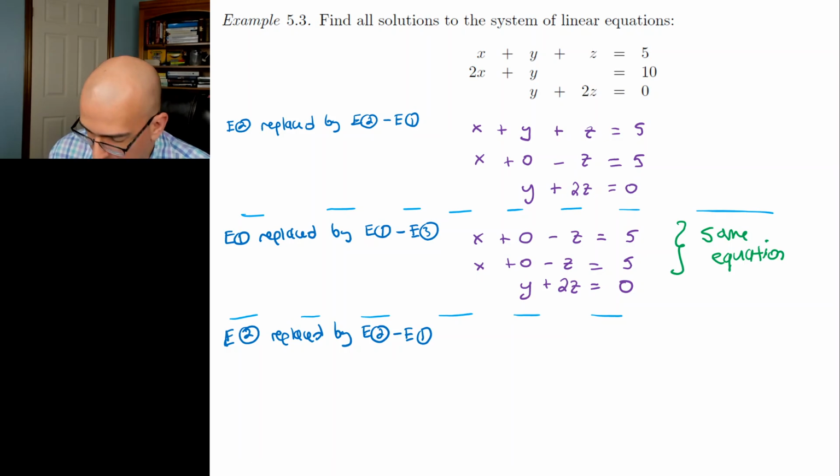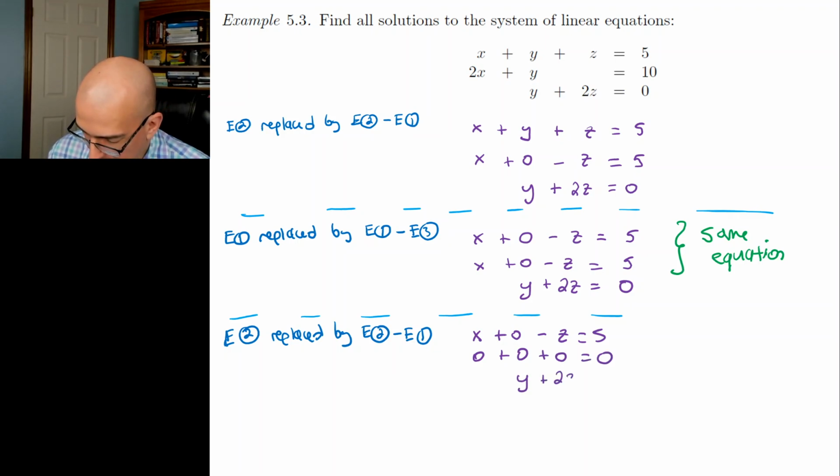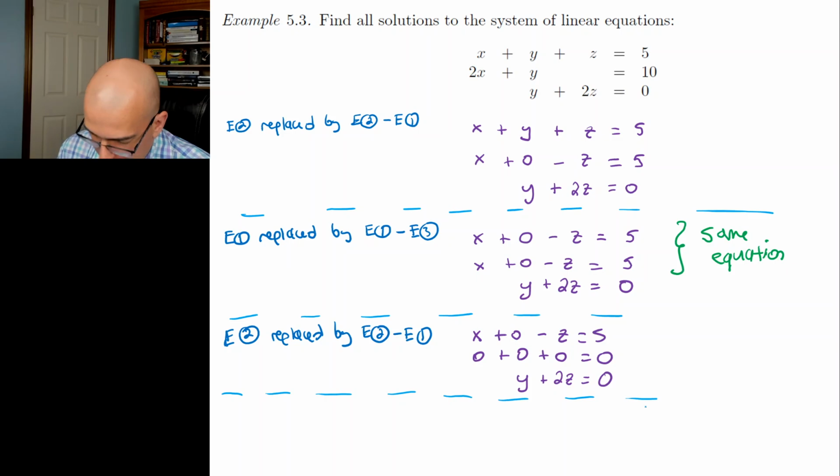So E1 is the same. We're not going to change that inside this move. x plus 0 minus z is equal to 5. And we have x minus x, 0 minus 0. Negative z subtract negative z, so it's negative z plus z, 0. And 5 minus 5 is 0. Okay, and then I'm going to do another move. I'm going to swap the order of equation 2 and equation 3.